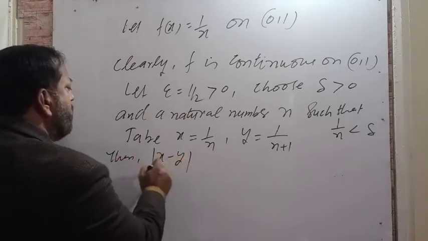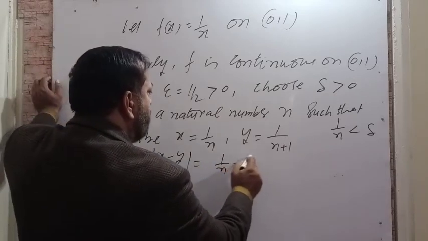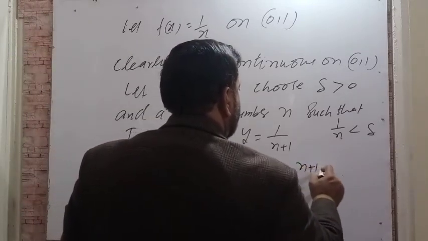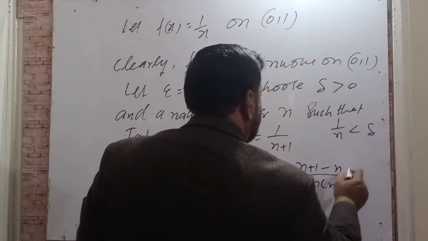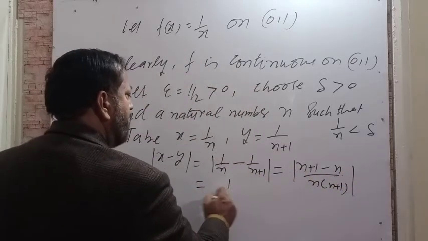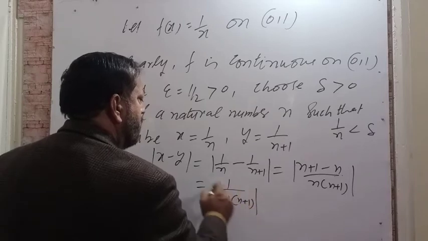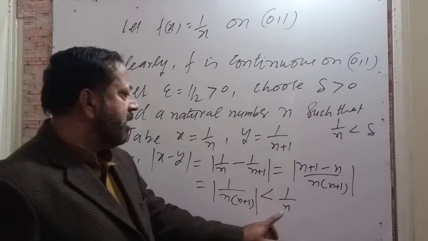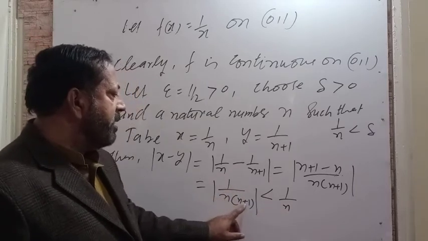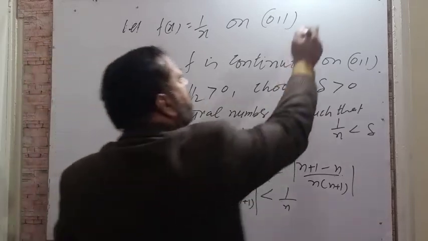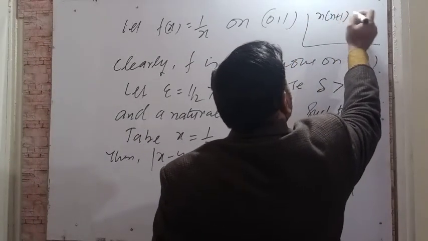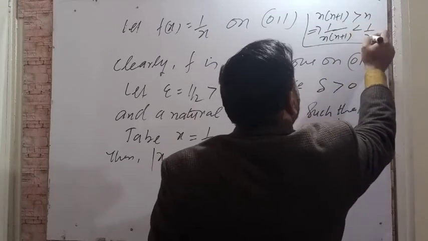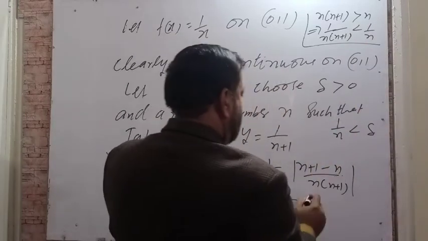Then |x - y| is equal to 1 over n minus 1 over n plus 1. You can simplify this: n plus 1 minus n over n into n plus 1, which is equal to 1 over n into n plus 1. This is less than 1 over n because n into n plus 1 is greater than n. This is very simple. So 1 over n into n plus 1 is less than 1 over n. But this 1 over n is less than delta.